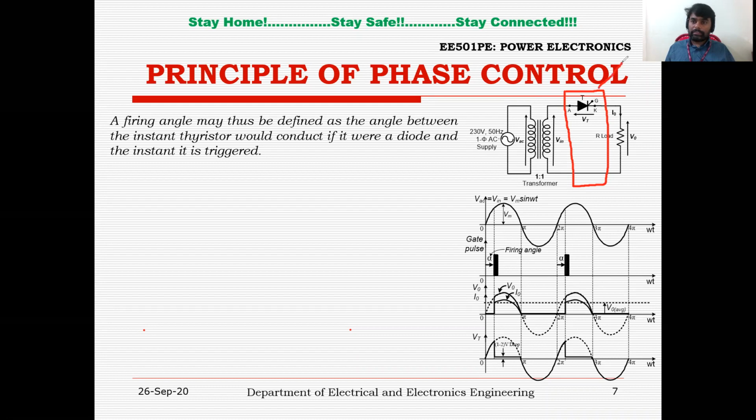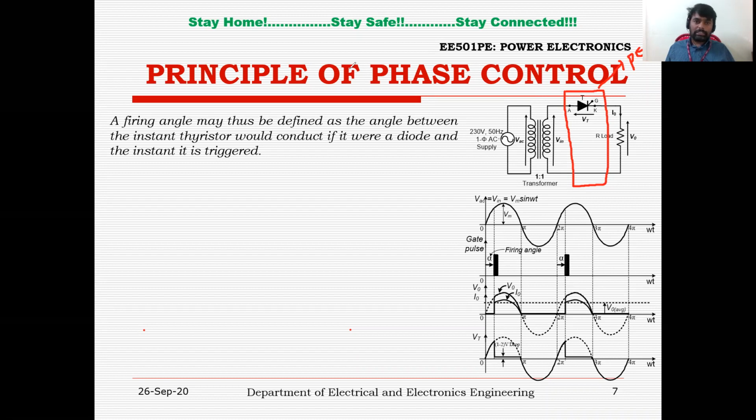So this block represents the power electronic converter. Here also the power electronic converter consists of only one device, which is a thyristor, which is performing the AC to DC conversion. So we'll see how we are going to convert the AC into DC.